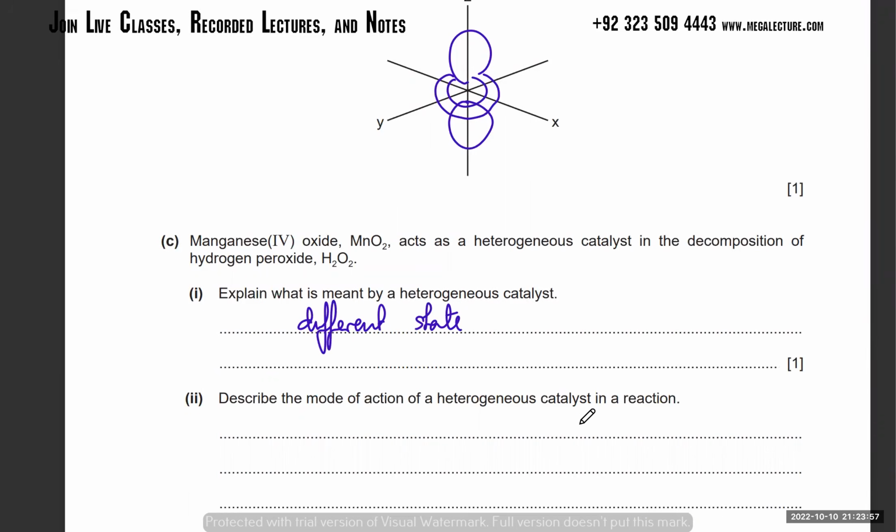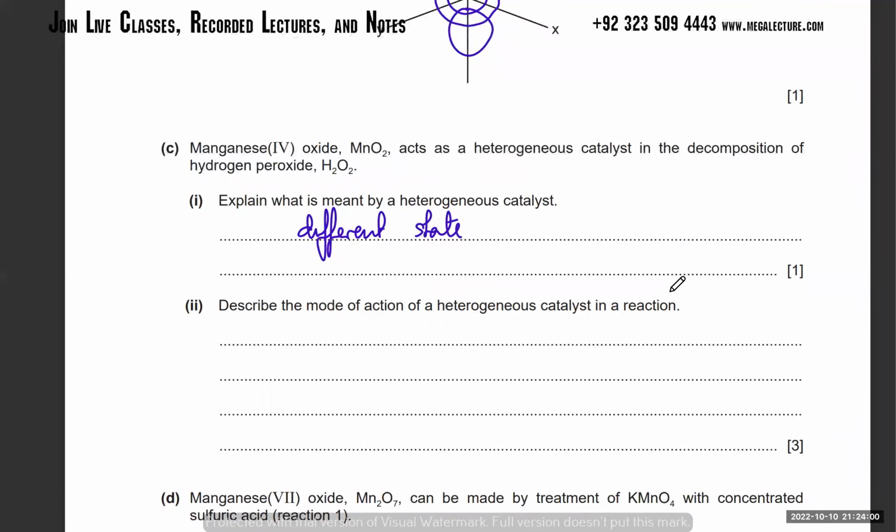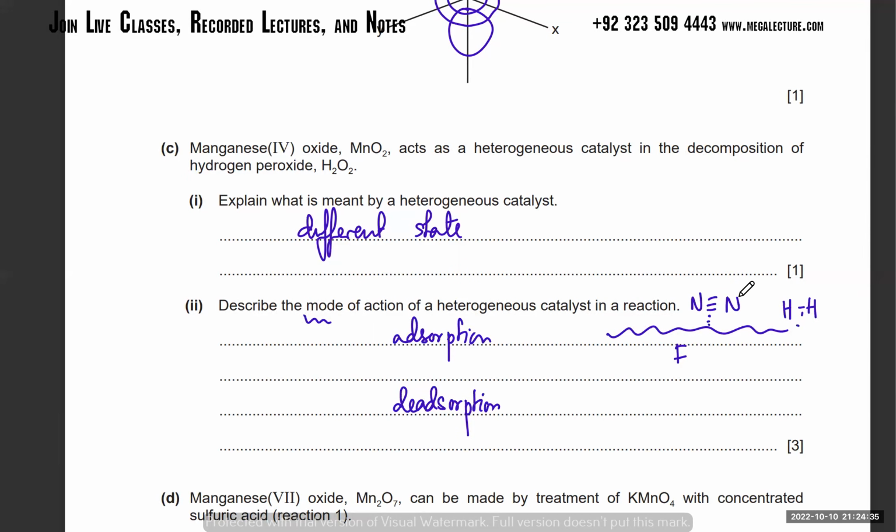Describe the mode of action of a heterogeneous catalyst in a reaction. So mode of action, now I don't really understand what mode means over here, but I guess he's talking about... You would have to check the marking scheme for this one. There's an adsorption, and then there is a desorption process. What happens is that the catalyst, like if you have iron in the Haber process, weakly bonds with the reactant molecules. That's what adsorption is. And when it weakly bonds with them, the previous bonds, I mean, this is iron.